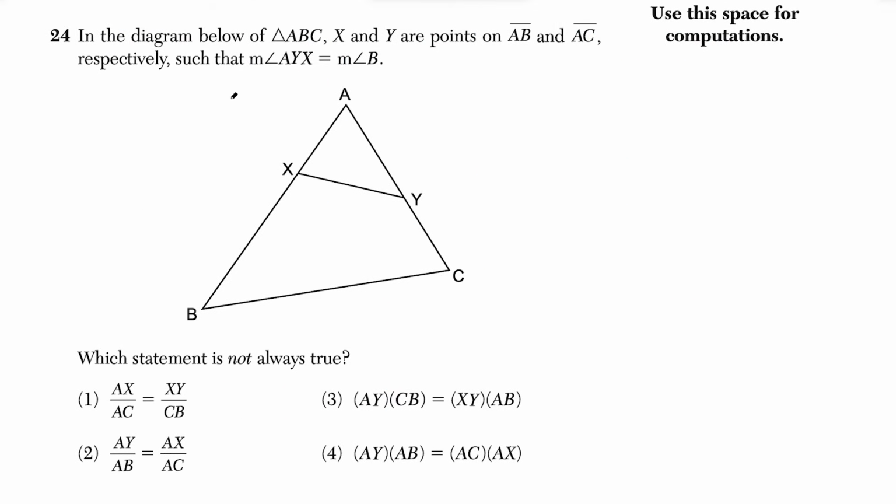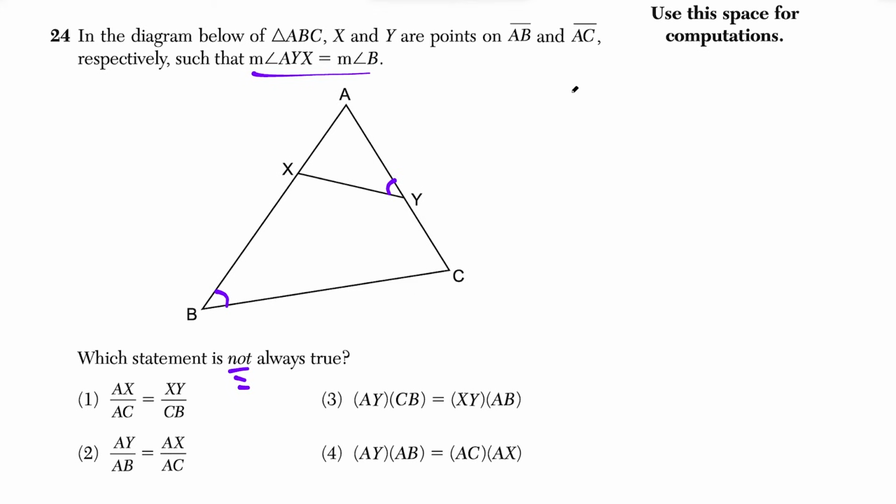Question 24, we have this diagram below, and all of the information they gave us is captured in the diagram except for this part. So this part will just transfer to the diagram. We have the measure of angle AYX is equal to the measure of angle B. So I'm just going to mark these two angles here as congruent. And we want to know which statement is not always true.